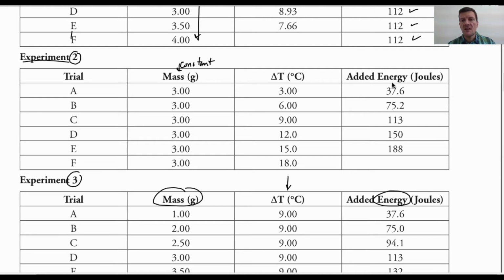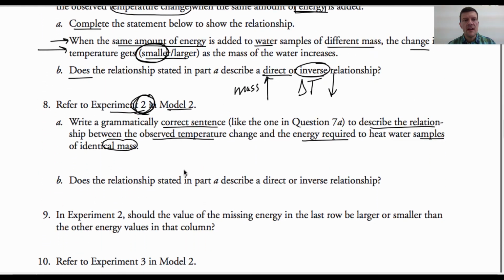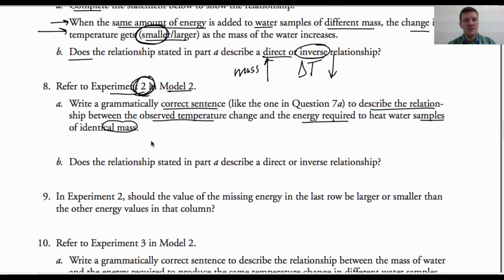Delta T, added energy. As this added energy increases, notice it's getting bigger and bigger as you go down here, what happens to delta T? Delta T is going to go up as well if you keep the mass constant. So added energy, delta T, that would mean that as energy increases, then the change in temperature is going to increase as well, and you can write that in a nice sentence like they did up here, and that is a direct relationship.